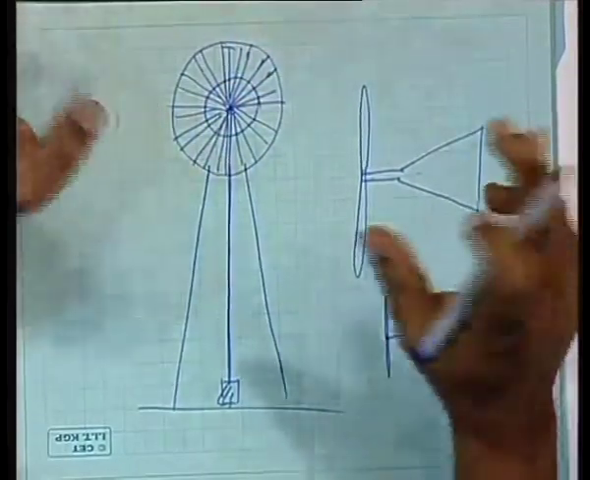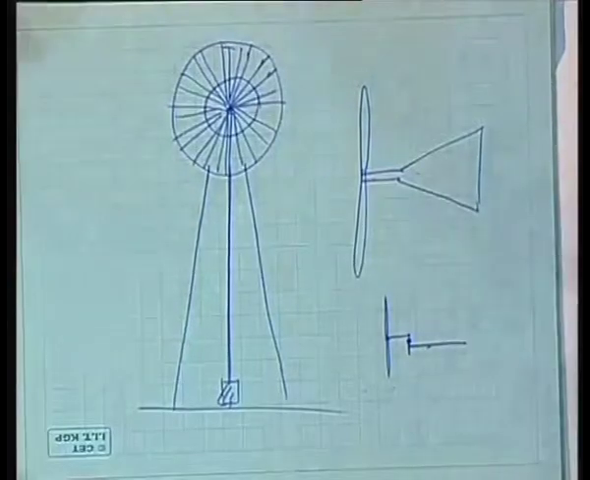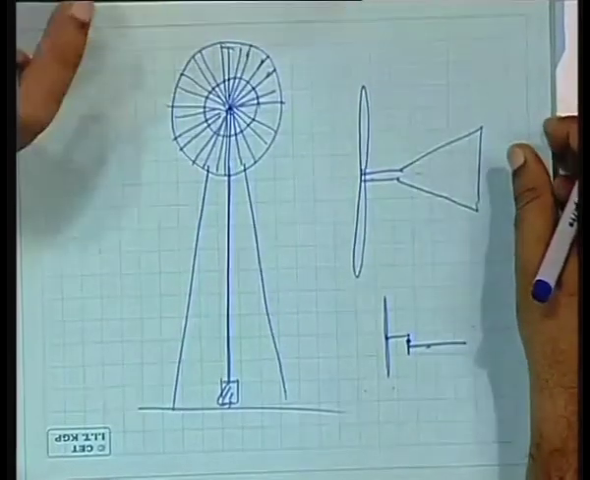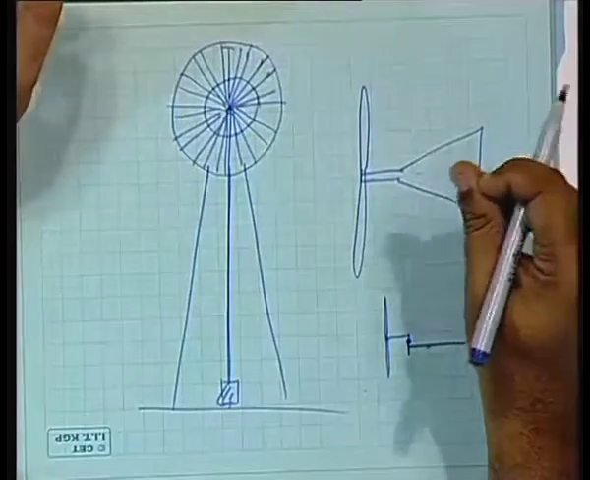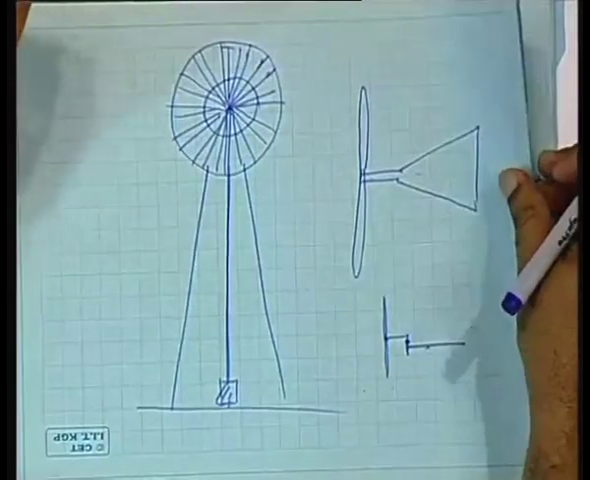So this kind of simple mechanisms of automatic safety mechanisms are sometimes built into the water pumping wind turbines.